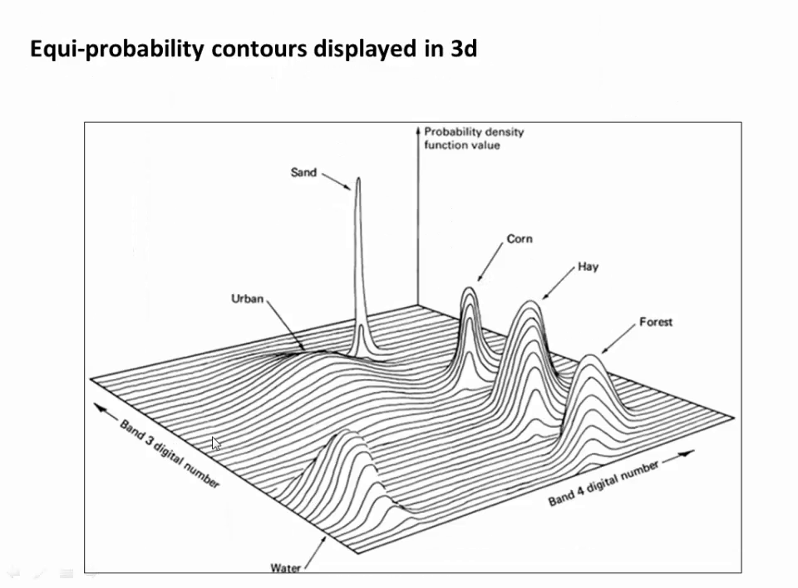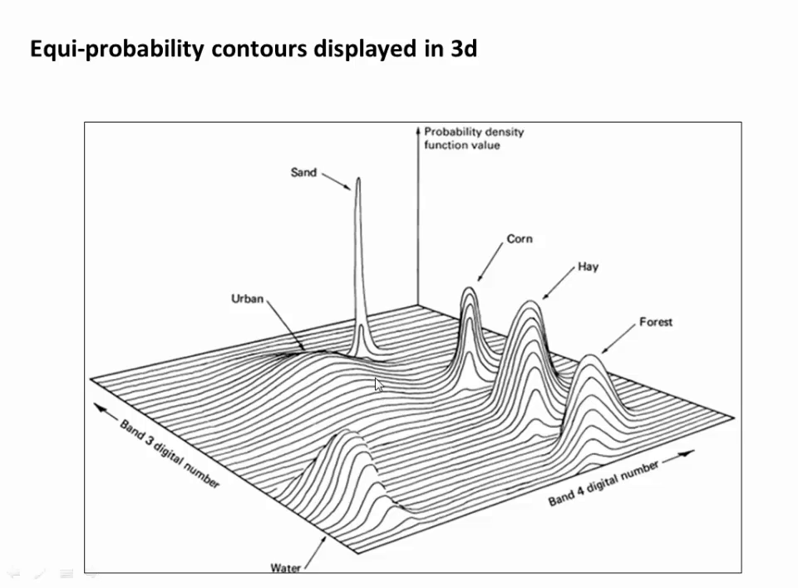Another way to view this is actually as a 2D probability density plot, where if you take an unknown pixel and it falls near the peak of one of these plots, then it gets assigned a very high probability of being, say, forest. And if it falls off near the edge, it has a very low probability. And of course, things that are spectrally simple, like sand, will have very narrow probability distributions. Things that are spectrally complex, like urban settings or urban pixels, will have very wide probability distributions.